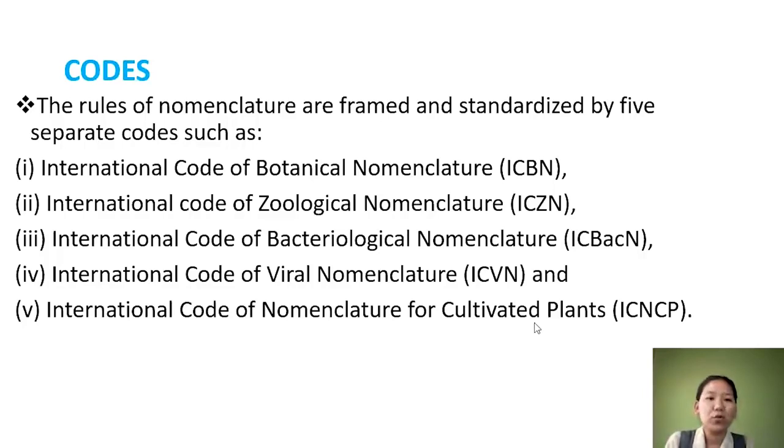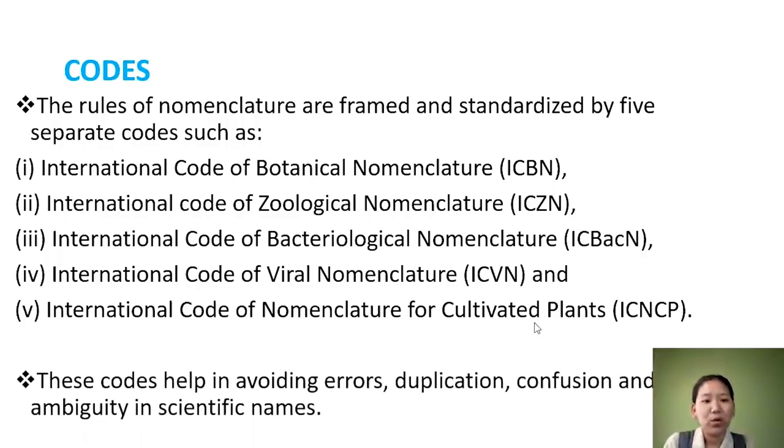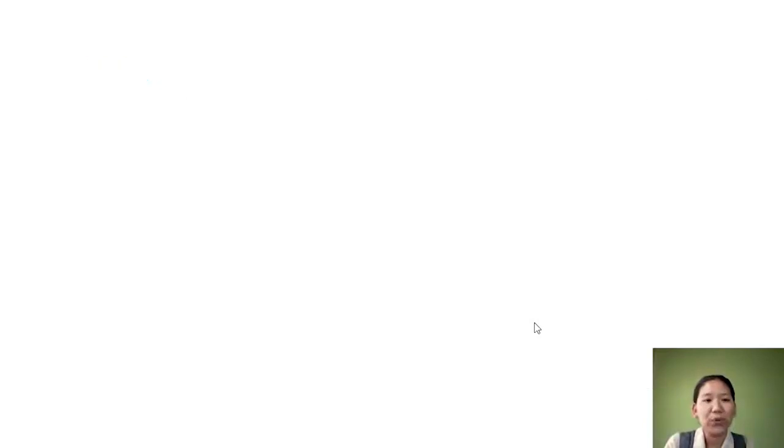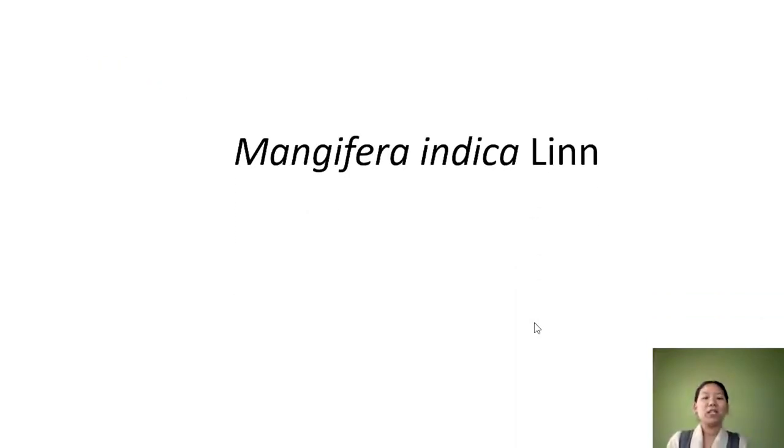So these are the different codes which provide guidelines for nomenclature. In history, there have been various types of nomenclature, but the most accepted one is binomial nomenclature devised by Linnaeus. This code helps in avoiding error, duplication, confusion, and ambiguity in scientific names. This is the function of the code. Now, if you look at the binomial nomenclature devised by Linnaeus.